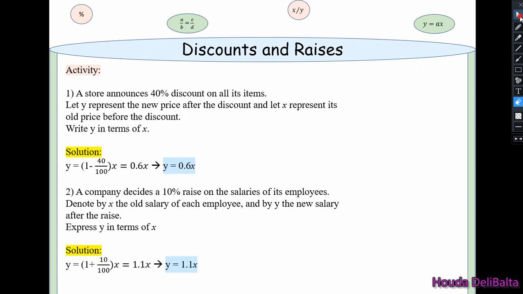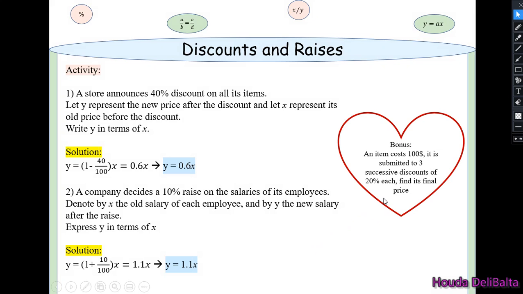And let's continue to get more ideas. Here is a bonus. Also, I'm going to let you think of it. An item costs $100. It is submitted to 3 successive discounts of 20% each. I want you to find its final price and to send me the answer later, inshallah.